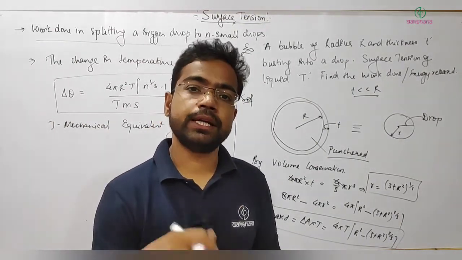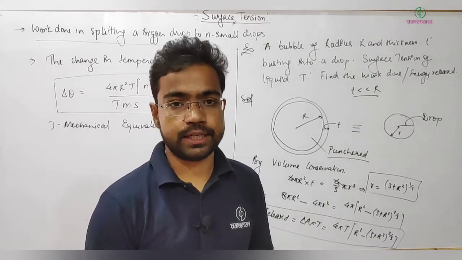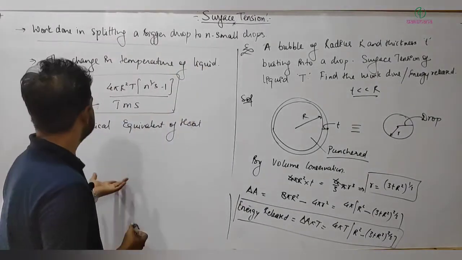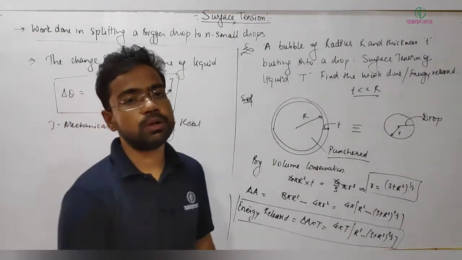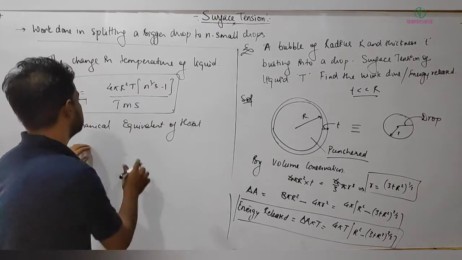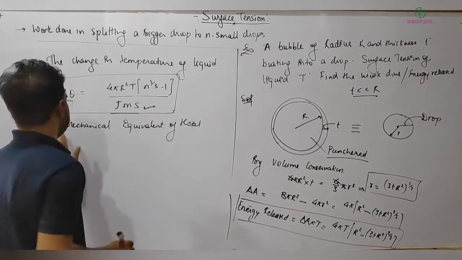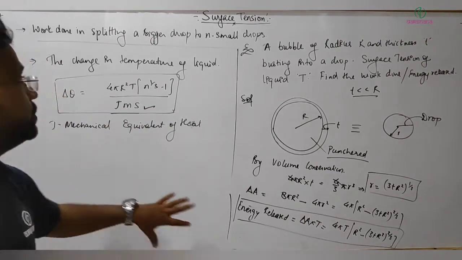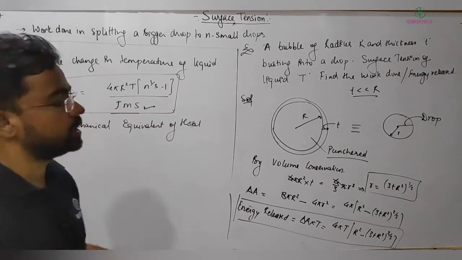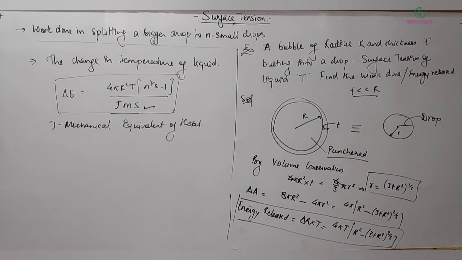Whatever cooling and heating is taking place, that will be equal to Q = msΔT. With J as the mechanical equivalent, you can write W = Q into J, and that will be J m s ΔT. So this is J, not T actually, where J is the mechanical equivalent. So these are different things related to surface energy. Let's see more cases here.